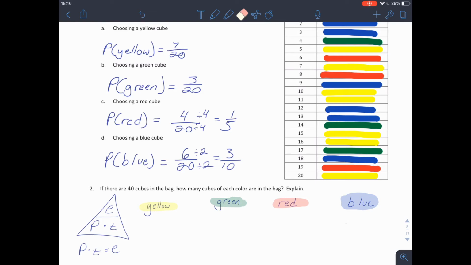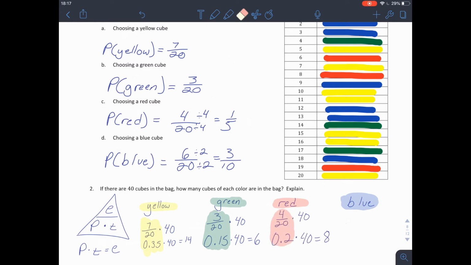For yellow, I just take that probability of 7/20 and multiply it by my new total of 40. I've changed it into the decimal 35 hundredths and found that there should be 14 yellow cubes in the bag. For green, when I took the probability of 3/20, which is 15 hundredths as a decimal, and multiplied it by 40, I got that there should be 6 green cubes in the bag.